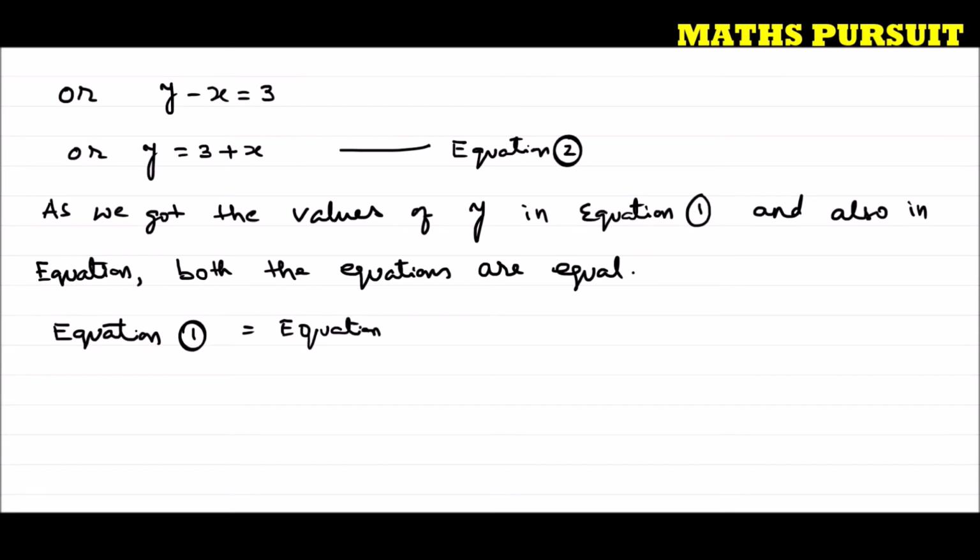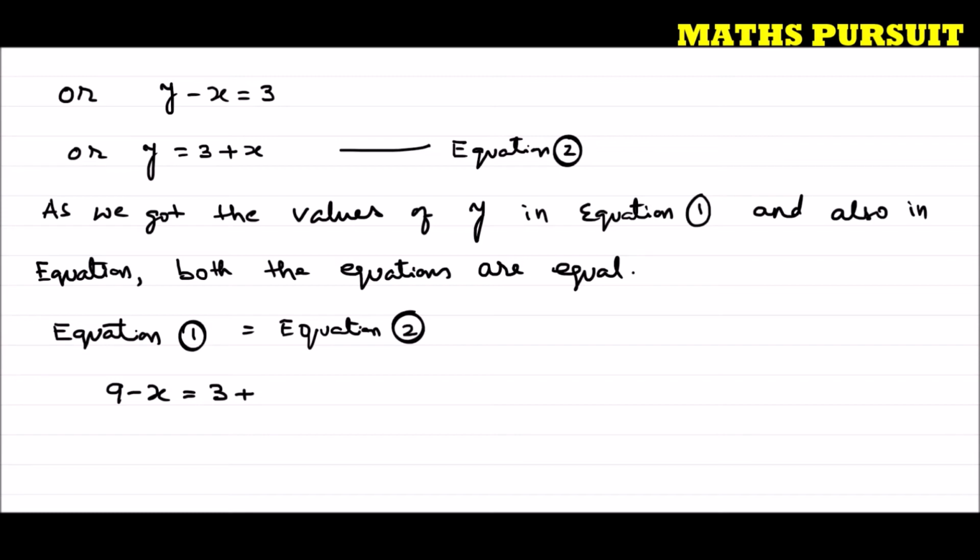Hope guys you are understanding. This is how we solve this type of questions. We can write equation 1 is equal to equation 2. What is our equation 1? Equation 1 is y is equal to 9 minus x. So I can write 9 minus x is equal to 3 plus x.